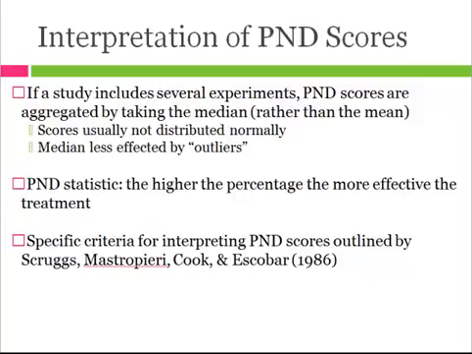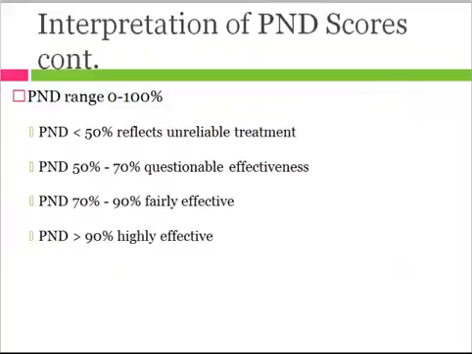So there are specific guidelines for interpreting PND scores, and here is that interpretation. PND ranges from 0 to 100%. So really, you want this to be very high. So here, above 90% is highly effective. Fairly effective is 70 to 90%. Anything below 70, you wouldn't want to use for clinical decision making.